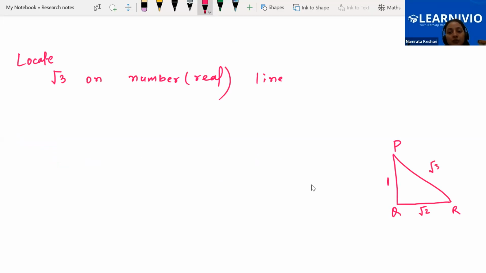So what we need to do here is take a right angle triangle again. Base we will maintain as root 2. Height we can take as 1 unit. Base and height you can interchange also. You can take height as root 2 and base as 1. Still your hypotenuse will come out as root 3. Getting it?